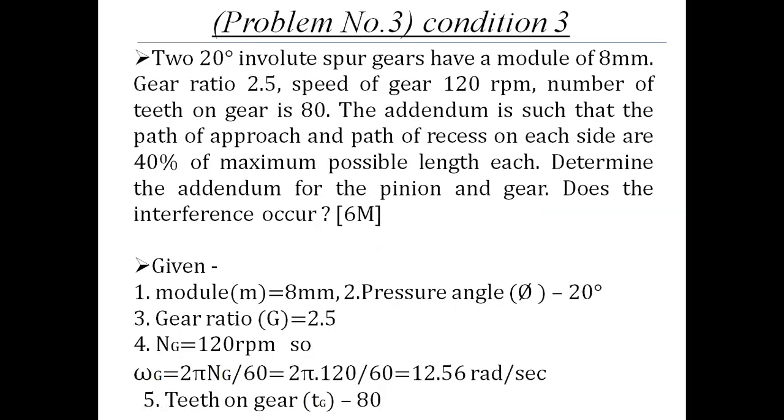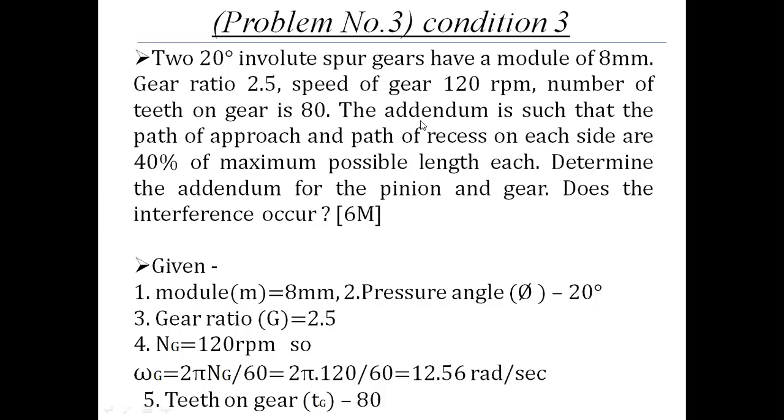Now come to the actual problem to understand this. Two 20-degree involute spur gears have a module of 8 mm, gear ratio 2.5, speed of gear 120 RPM, number of teeth on gear is given as 80. The addendum is such that the path of approach and path of recess on each side are 40% of maximum possible length each. That is the different statement which is given in the problem statement.